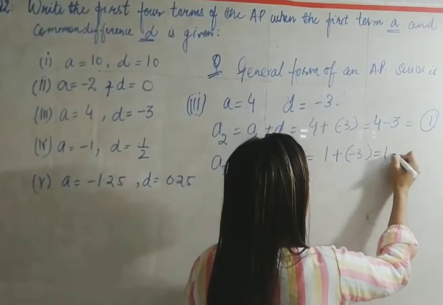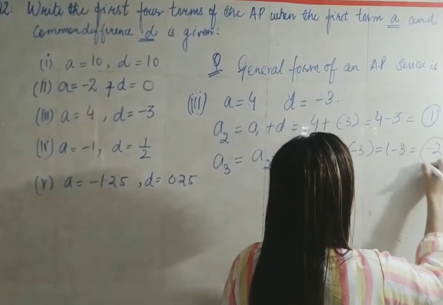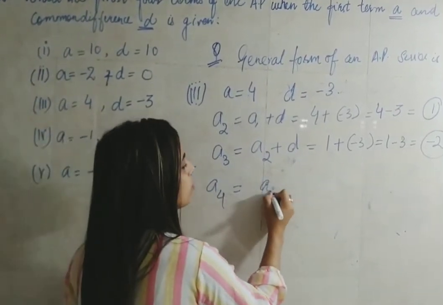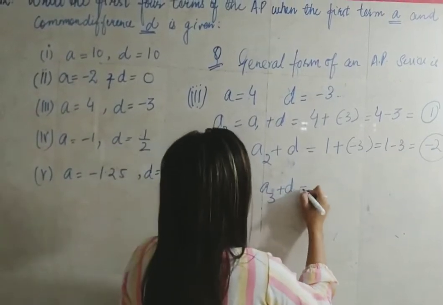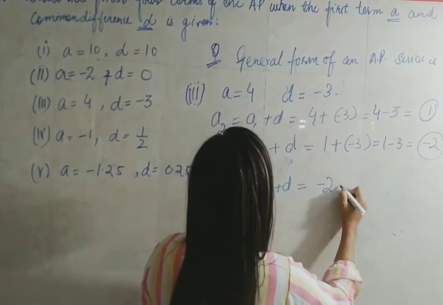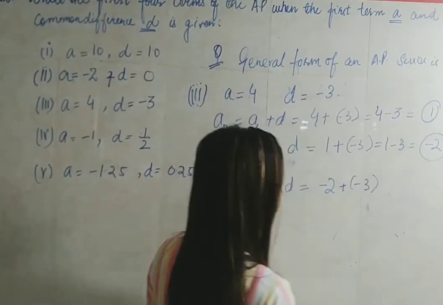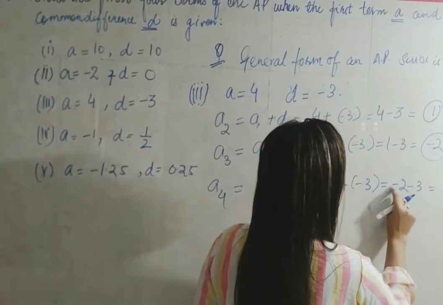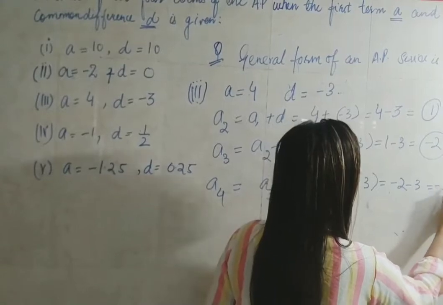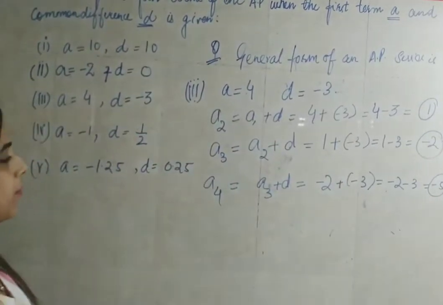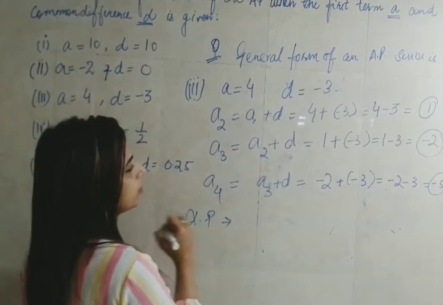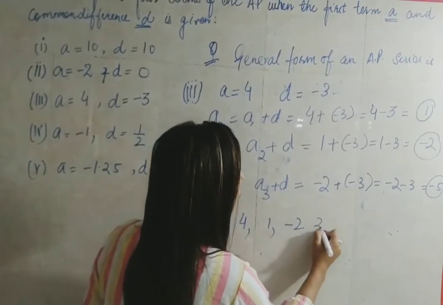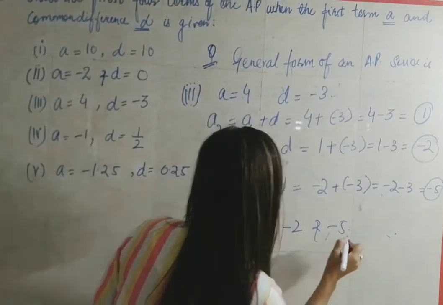So it will become 1 minus 3, which is equal to minus 2. And now A4 will be equal to A3 plus D, that is minus 2 plus minus 3. This is minus 2 plus minus 3, and it will become minus plus, and the sign will be of minus, that is minus 5. So the first 4 terms of our AP series will be 4, 1, minus 2 and minus 5.